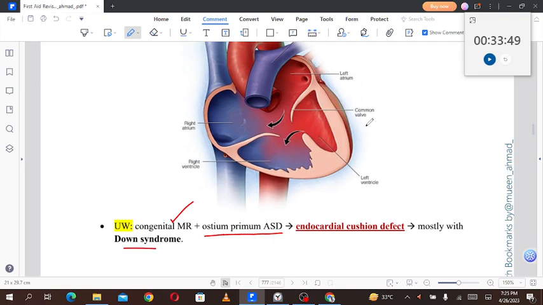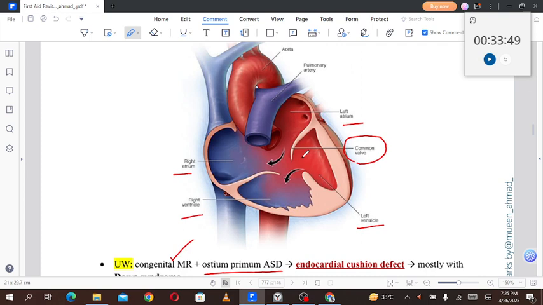And here you can see that there is a common atrioventricular valve. The left atrium is over here. This is the right atrium, right ventricle, left ventricle, and ASD and VSD are both present, like atrial septal defect and ventricular septal defect. And there is a common valve that is separating the atria from the ventricles. So this is a condition that is common in Down syndrome. I guess there is some name for this condition, and that will come in the pathology section. So let's move forward.